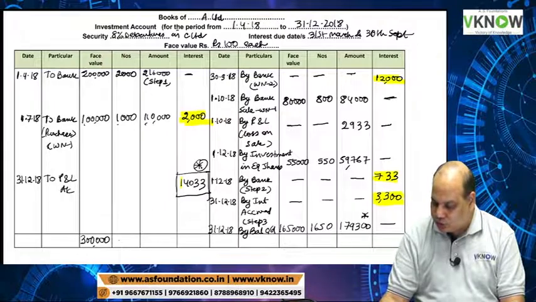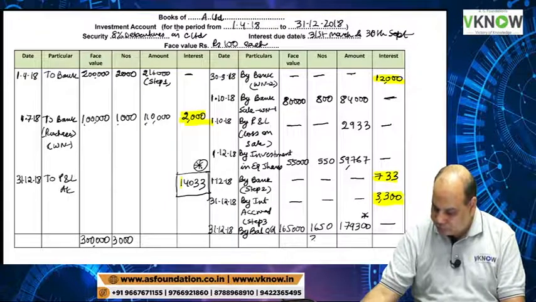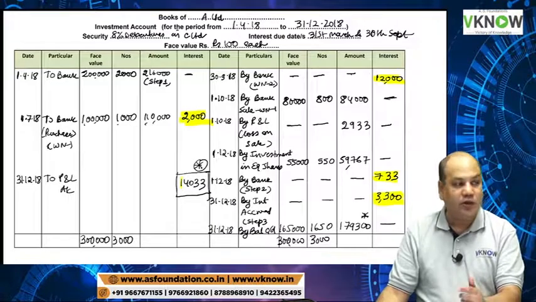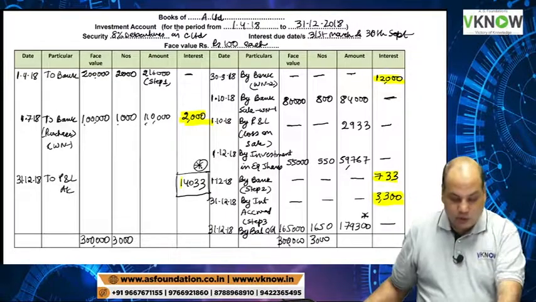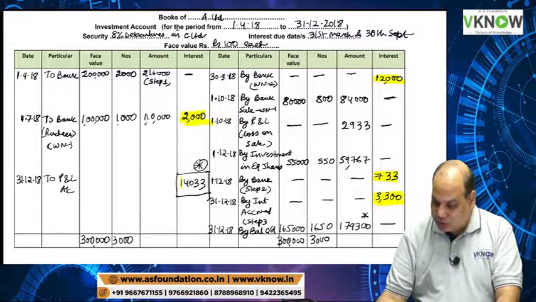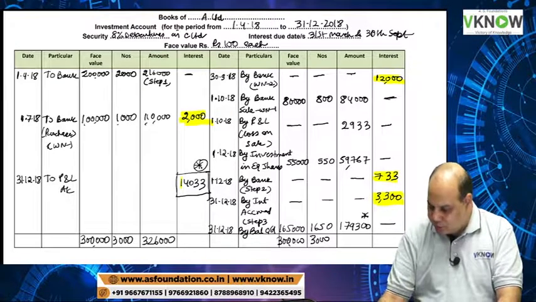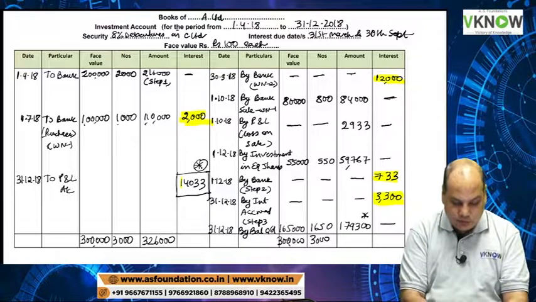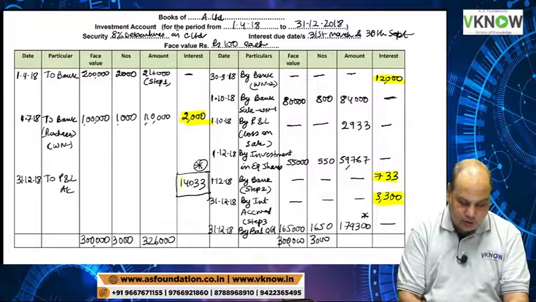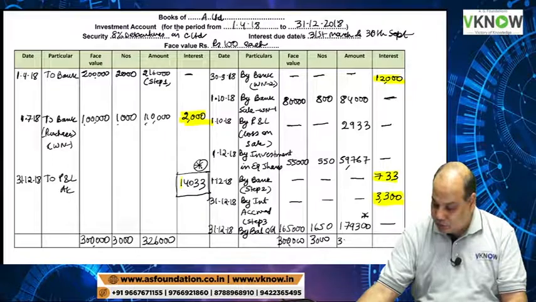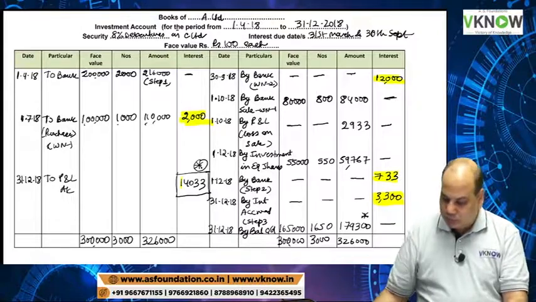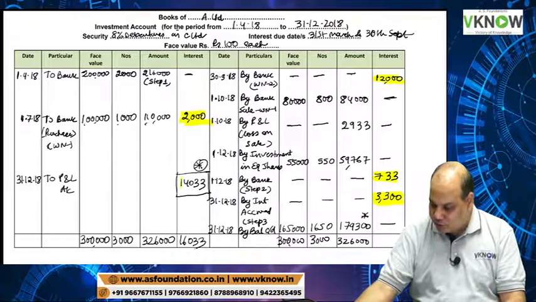Okay, so now you take the total of amount column. We have to check that the amount column is tallying or not. 3,26,000. Credit side also let me check. Is it matching? 84,000 plus 2,933 plus 59767 plus 1,79300, that is equal to 3,26,000. So this way you will close the debenture investment account.